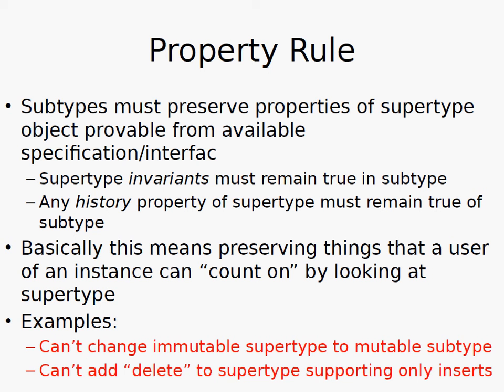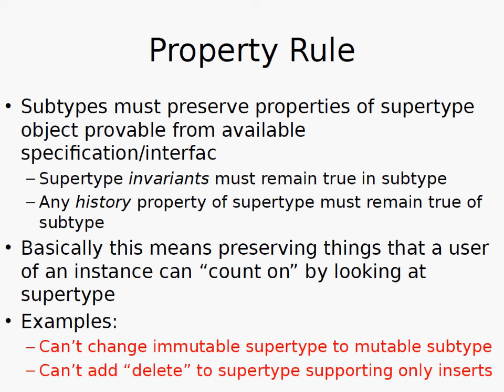So, ladies and gentlemen, what we're dealing with here is that things that a user can count on by looking at the supertype need to be guaranteed by the subtype. And there's two main things. We'll talk about them next time. I'll go through a bunch more examples that need to be maintained.